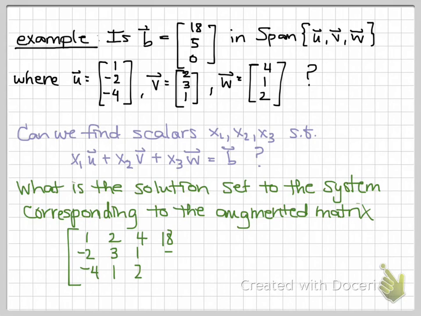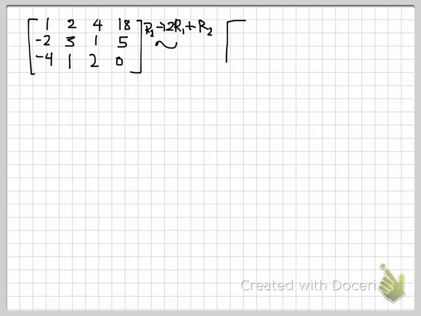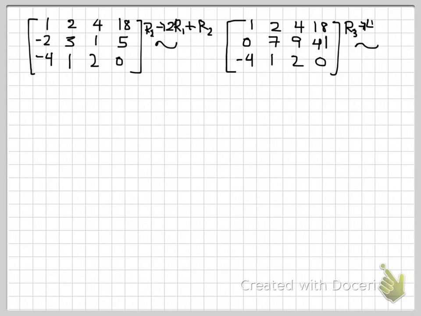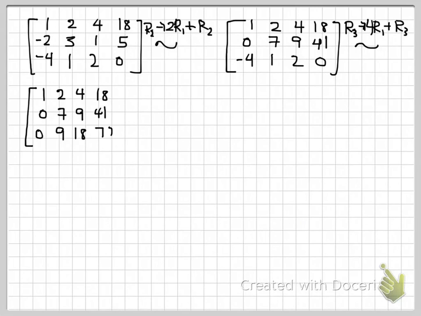So here's the matrix. So what do we do? We need to row reduce this matrix and see if we can get a solution. So let's do it. Now remember, I want to start by getting a 1 in the corner, which I've already done. So the first thing I'm going to do is replace row 2 with 2 row 1 plus row 2. That gives me this matrix. Now let's eliminate the negative 4 in row 3. Now we have this matrix.